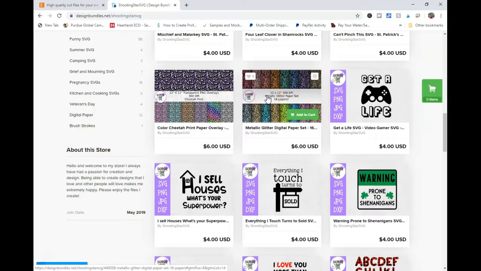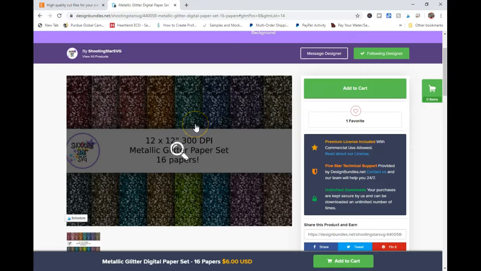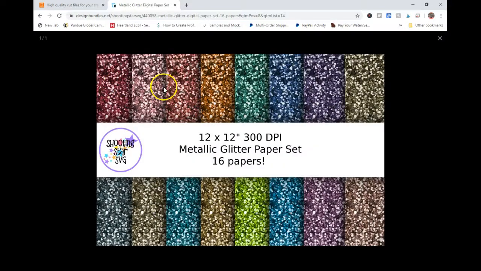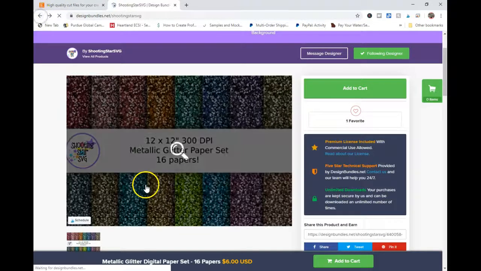You can see I do have some paper packs here that are a little bit more expensive, but these generally come with, in this case, 16 different glitter papers, and they're different colors, but since there's 16 of them, I do charge a little bit more.